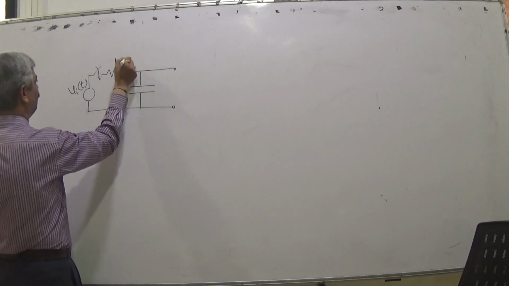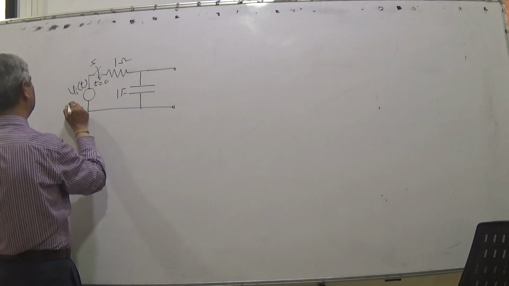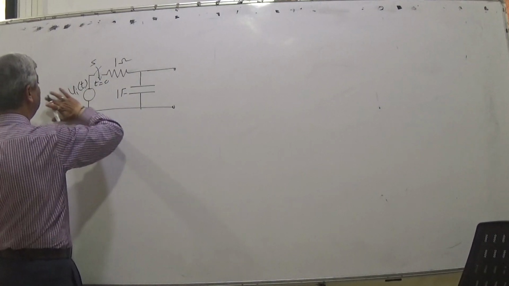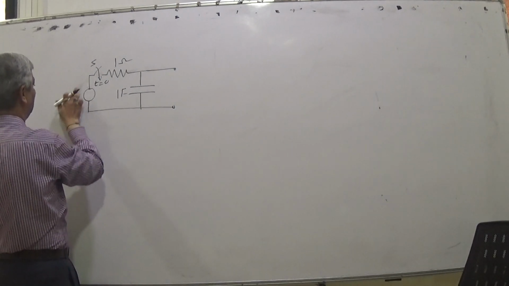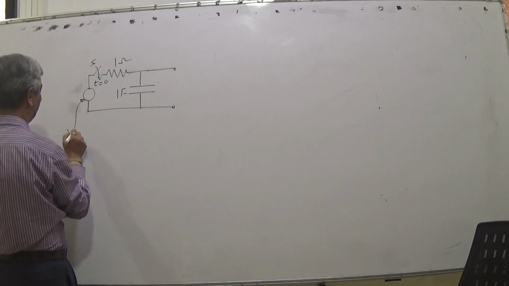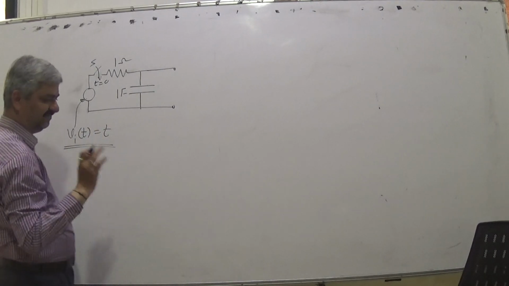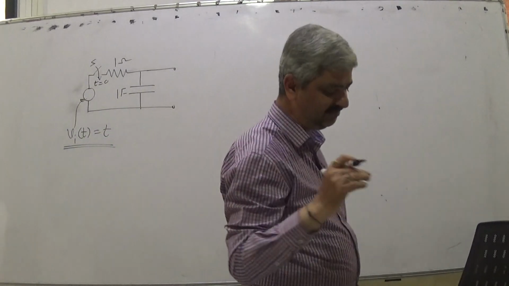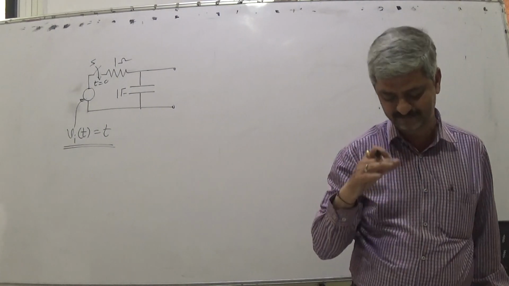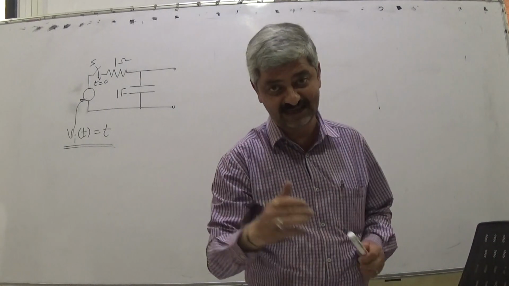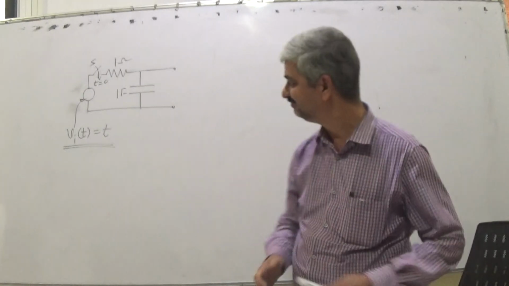VT, this is the same circuit, 1 ohm, 1 farad. At T equal to 0 I am connecting an input, and V in T is T, which means I am connecting a ramp at the input. It's very interesting. V in T equal to T. So I want you to develop the equation. I already have videos for the water level example that I will release on Saturday, because till that time you should think on this.